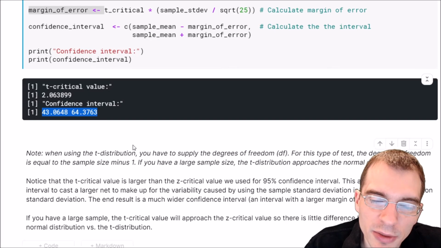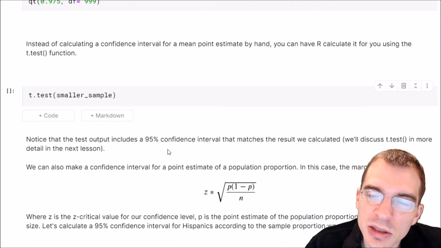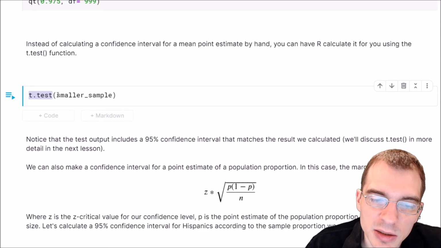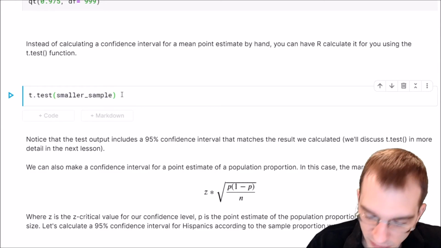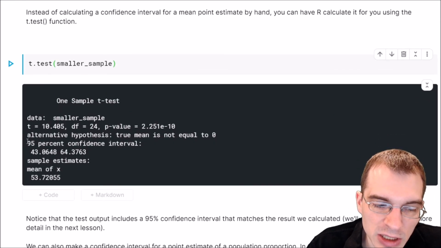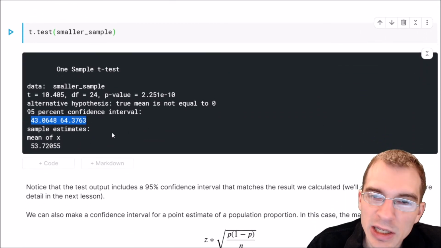Now, it should be noted that although we went through the trouble of calculating these confidence intervals by hand, in R, there are functions where you can do this sort of thing easily with a single function call. So to do that, you can use the t.test function here. If we wanted to come up with the same confidence interval we just did, we could have just said t.test, pass in our smaller sample, the 25 data point one. If we run that, it'll do a little t-test here, and then it'll give us a 95% confidence interval, 43 to 64.3. Well, those are the exact same numbers we calculated above. It's just encapsulated those into an R function that makes it a lot easier to do.